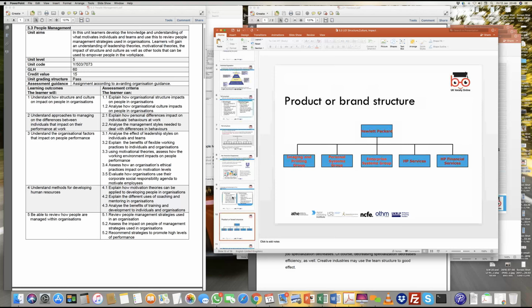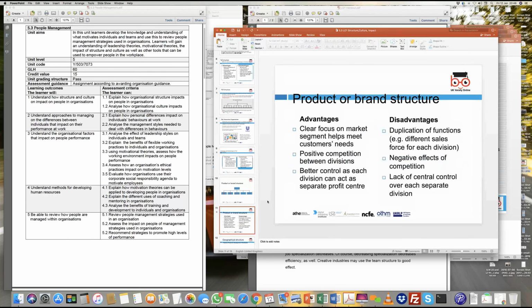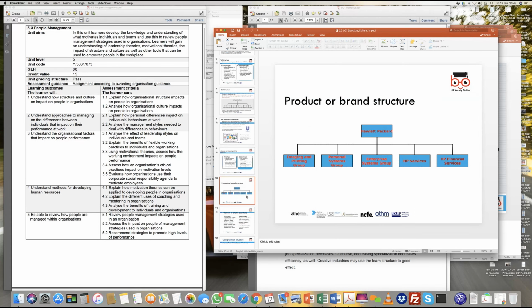actually does, which cannot be separated, in those cases what you get to see is a product or a brand structure. That means you have a specialist structure of the organization. Is that okay? Yeah, that is fine. Yeah. And a simple example of that is Hewlett Packard.